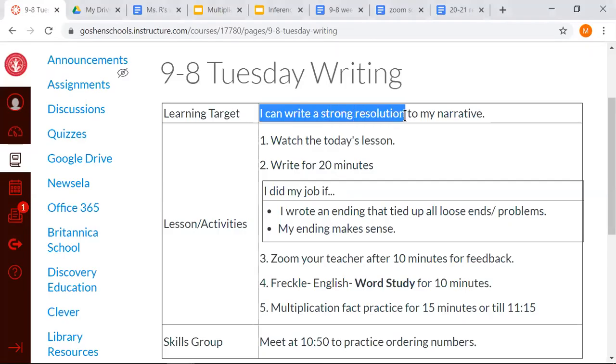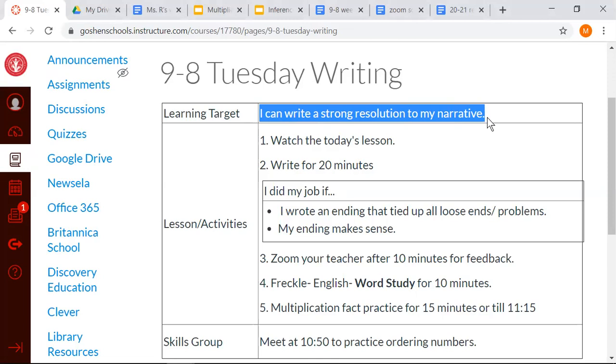So today we are working on writing a strong resolution for our narrative. A strong resolution means a strong ending. My narrative is that story that I've been writing, okay? So I need to create a strong ending for my story. Some of you have already done this, and that's the case. I still want you to work on your ending today.